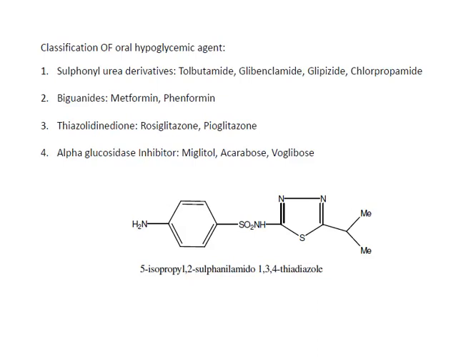One is sulphonylureas, for example tolbutamide, glibenclamide, etc. Biguanides: metformin, phenformin. Thiazolidinediones: rosiglitazone, pioglitazone. Then alpha glucosidase inhibitors: miglitol and acarbose.